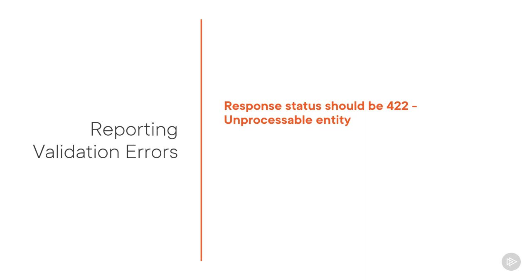It also means that the syntax of the request entity is correct, so a 400 bad request status code would be inappropriate. But nevertheless, the server is still unable to process the contained instructions in the request. For example, the syntax is correct, but the semantics are off. And that is exactly what happens with a validation error. But when we say reporting validation errors, we're not only talking about the status code. We're also talking about what will be in the response body. And that is not regulated by REST.